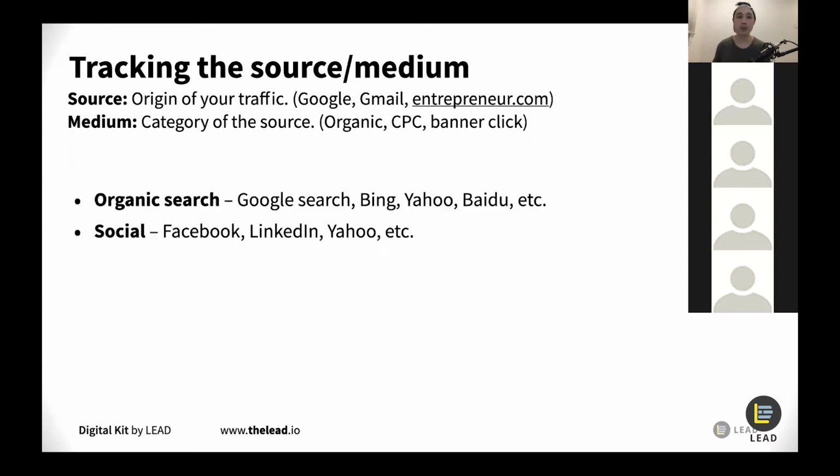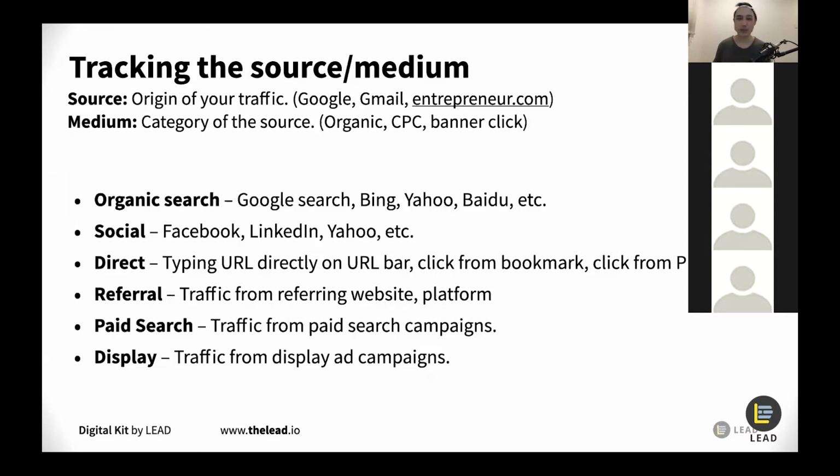So basically, source and medium, we have 6 of them. We're going to find out if our traffic came from organic search, if our traffic came from social media, if our traffic came from direct, referral, paid search, or display. Display is display ads, right? So I'm going to go back to my screen.